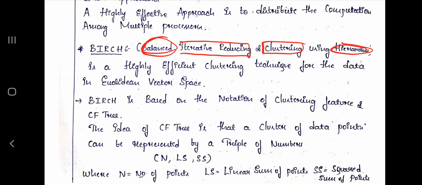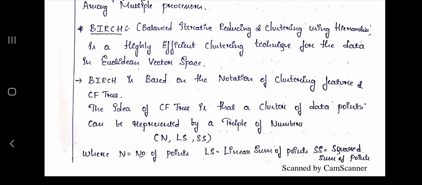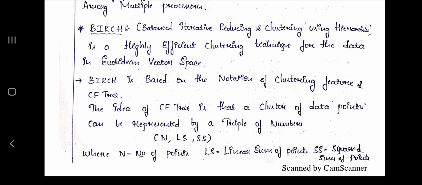And what is balanced? Here you can get 3 to 4 points. For each point, if you explain, you can easily fill the content. Fine. The next key point you need to write is this formula: each node can be represented by the data points N, LS and SS. N, LS and SS are a triple of numbers. N is the number of points, LS is the linear sum of points, and SS is the squared sum of points. These 3 you have to write.